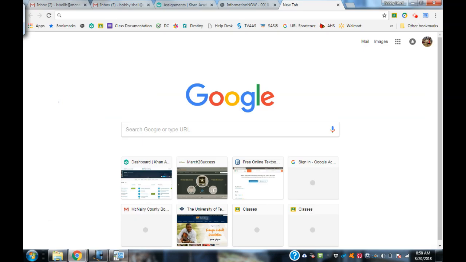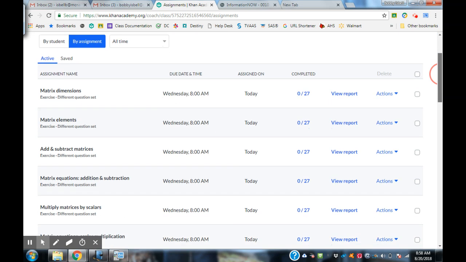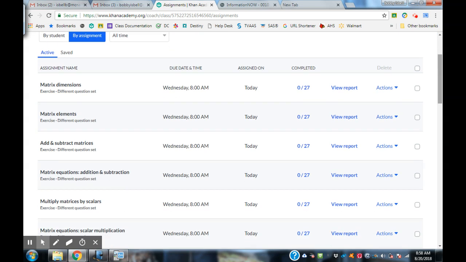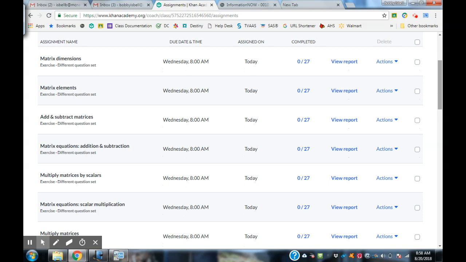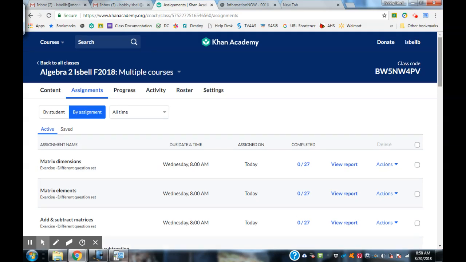On Khan Academy, you've already got some assignments given to you there if you wanted to start on them. Matrix dimensions, it's just a little exercise on making sure you're getting the dimensions correct. It's going to ask you which elements match up, that sort of thing. Adding and subtracting, matrix equations with addition, subtraction, multiplying by scalars, and multiplying matrices. So exactly what we've been doing there. Okay, so you can start on those if you want to.